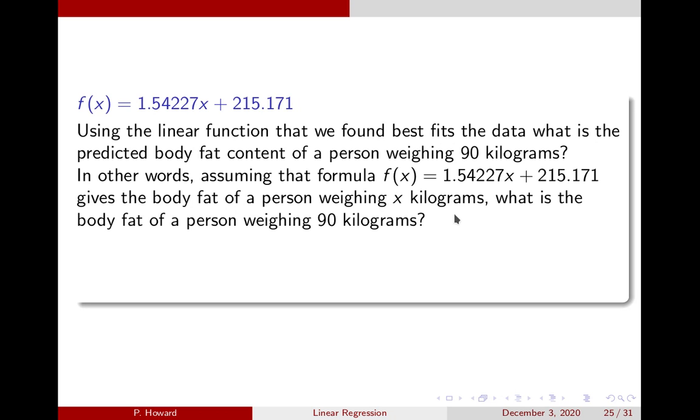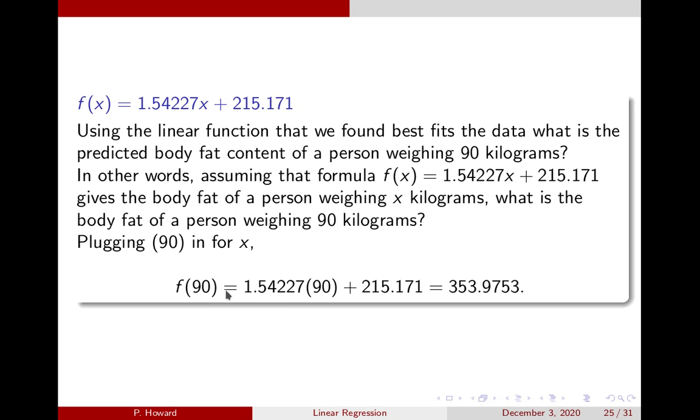We want to take the formula for f of x, and in the formula we want to replace x by 90. And as we've seen, when you do replacements like this, you frequently have to put the replacement number in parentheses. So this formula gives us as the body fat content for a person weighing 90 kilograms, 1.54227 times 90 plus 215.171, which is 353.973.